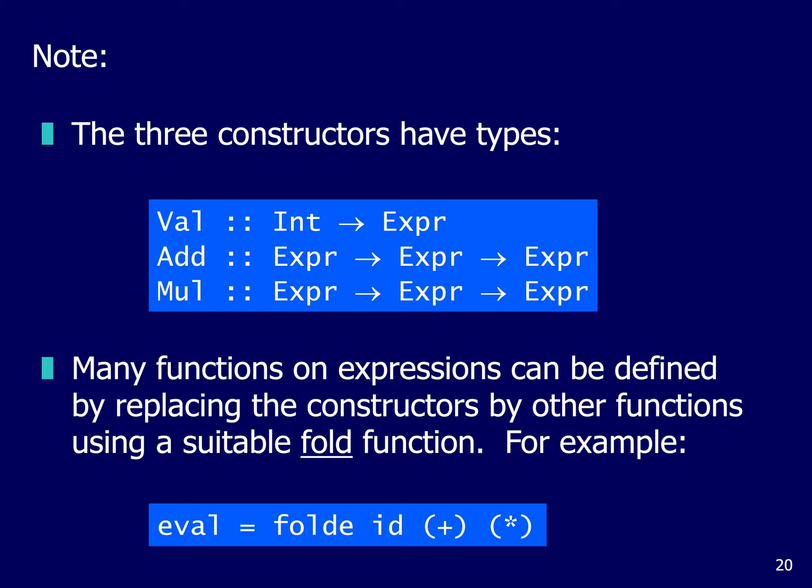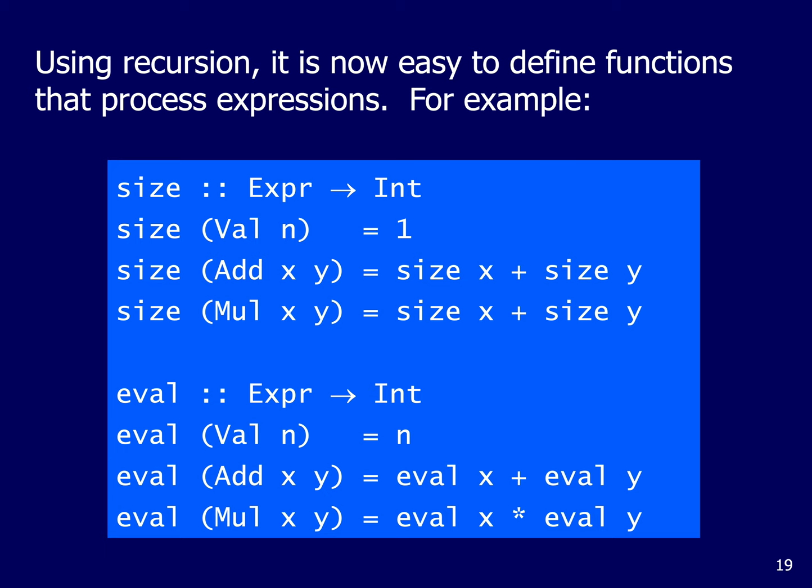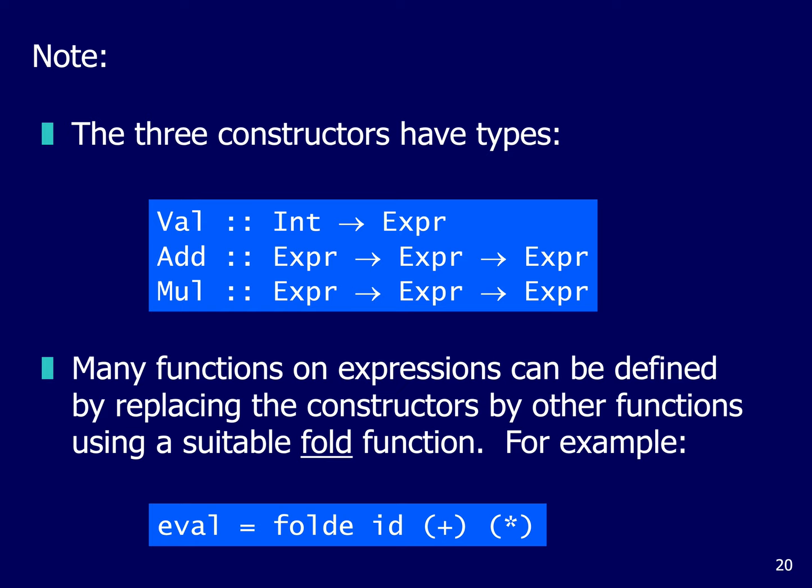And the last point here is related to one of the exercises for today. Many functions on expressions can be defined by replacing the constructors by other functions using a suitable fold operator. So when we did the lecture on higher order functions, we learned about the idea of folding for lists, which captures a simple pattern of recursion called primitive recursion for processing lists. But actually, functions like these two are defined using the pattern of primitive recursion for expressions. So you can imagine defining a suitable fold function for expressions and then maybe defining something like eval in a more concise way, as you see down the bottom, by supplying three different functions to replace each of the three constructors. But we'll come back to that in a sec when we think about the exercises.